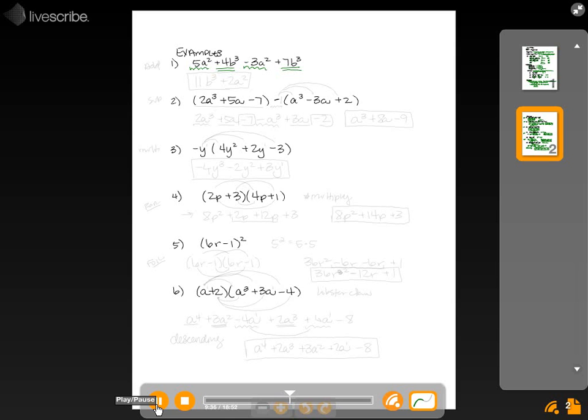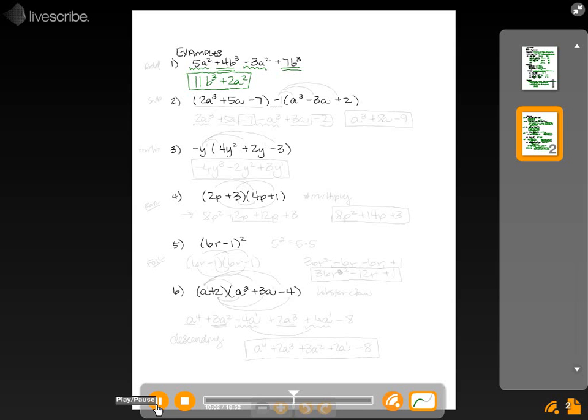Alright, the cube is bigger, so we're going to start with that. 4b cubed plus 7b cubed. Well, 4 plus 7 is 11, so we get 11b cubed. And then we have 5a squared minus 3a squared. 5 minus 3 is 2, so 2a squared. That's it, there's our answer. We can't go any farther because they have different variables with different exponents.